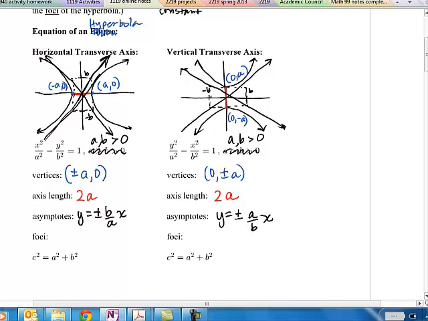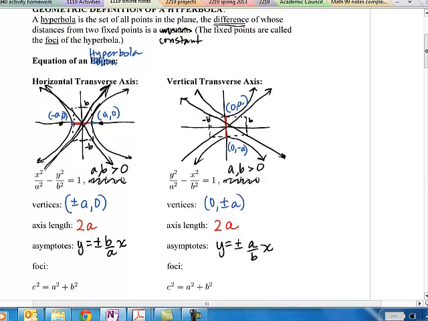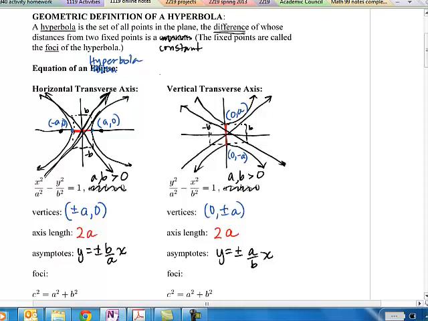And then the foci are, from that definition, the fixed points. We'll sketch these foci here in a second, and then we'll talk about the definition. So the foci are always going to be away from the origin, past the graph on the axis where the transverse axis is. So here we would have (0, c) and (0, negative c). And on the other one we'd have (c, 0) and (negative c, 0) for the foci.